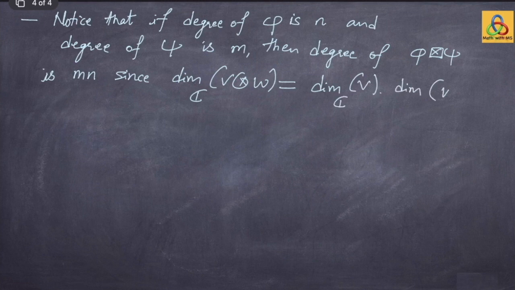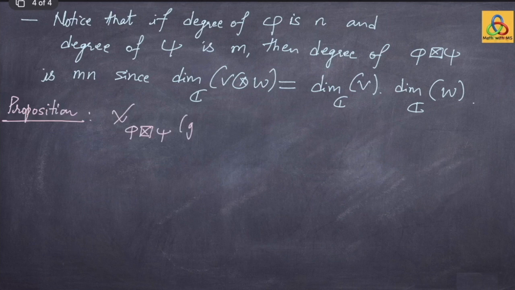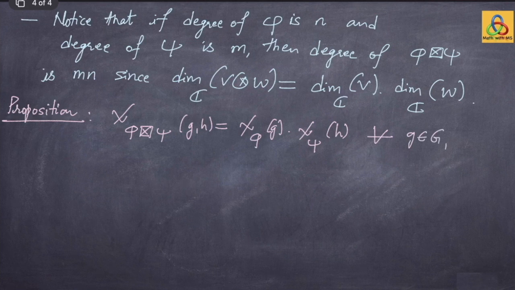Now what can we say about the characters of the exterior tensor product? Let us analyze this. So it turns out that the character of phi exterior tensor psi acting on a group element g h is the same as chi phi acting on g times chi psi acting on h, for all g in G and h in H. Let's prove it.